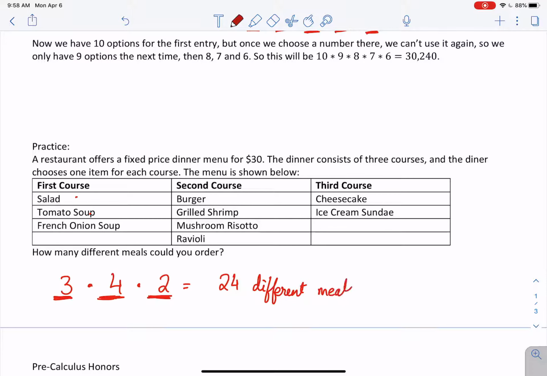Now I could try listing these out, but that's going to take a long time, and it's possible that I might skip a few or miss something. So doing it this way ensures that I'm going to get the exact number of possibilities.